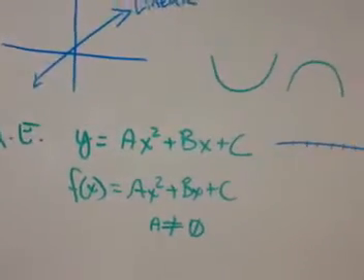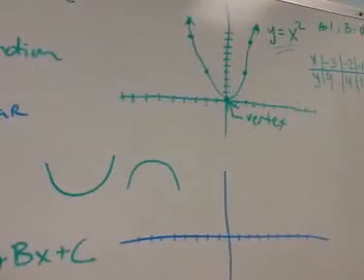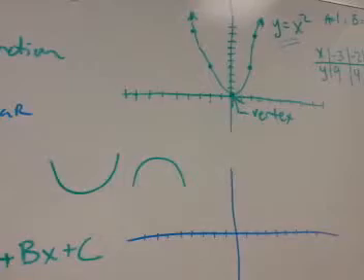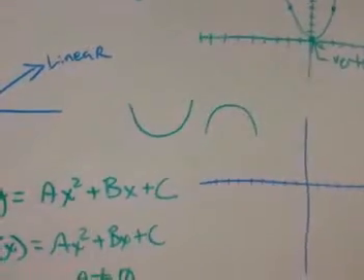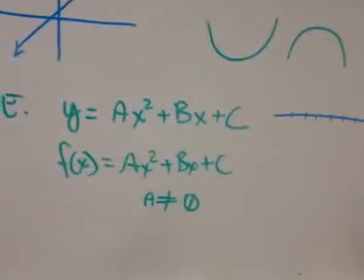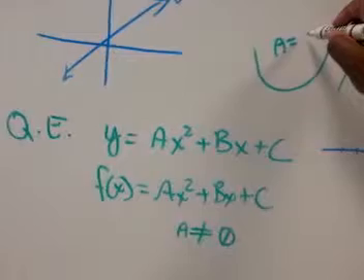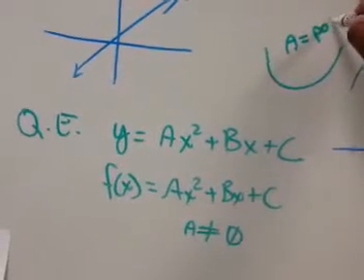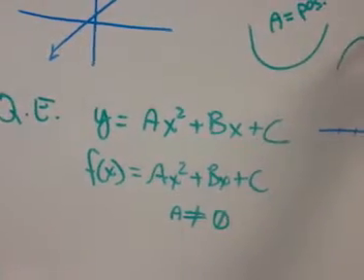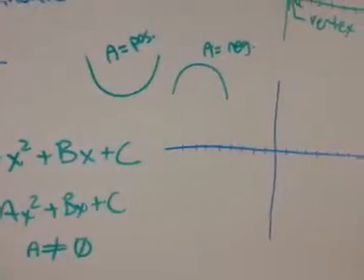In our parent one, the A is a 1. Everything sort of compares to, or gets referenced back to the parent parabola. So now, if A is positive, again, it's a smile. If it's negative, this is when A is positive, and this is when A is negative.